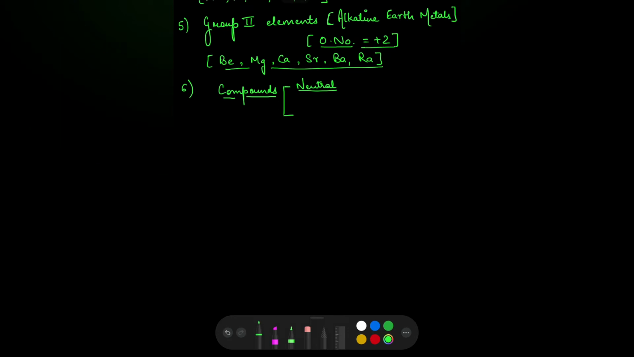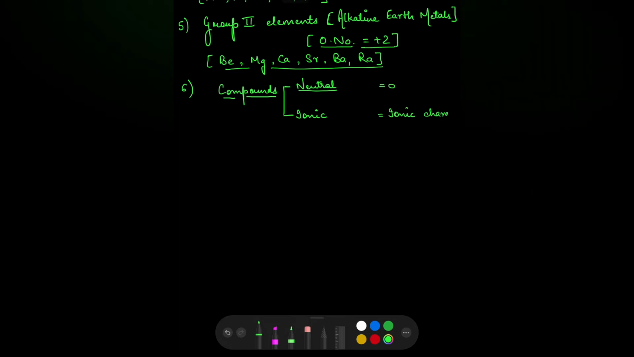We have two cases for the compounds, that is a neutral compound or an ionic compound. So in case of neutral compound, the summation will be equal to 0, and in case of ionic compounds, the summation will be equal to the ionic charge present on the compound. Now for example, we have water molecule or ammonia gas, then the overall charge on it will be 0.